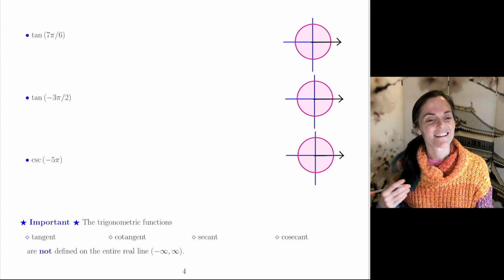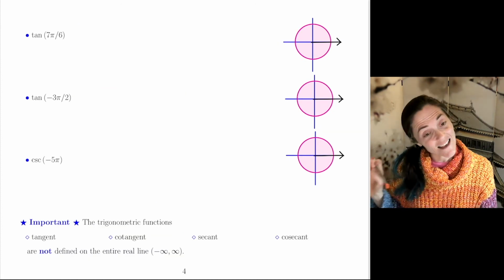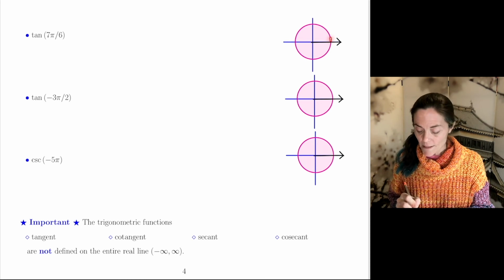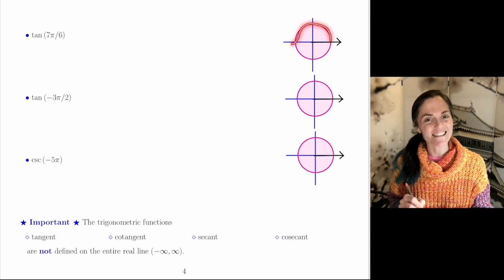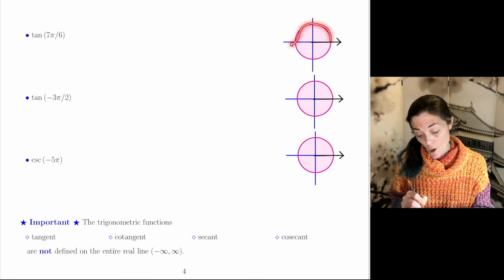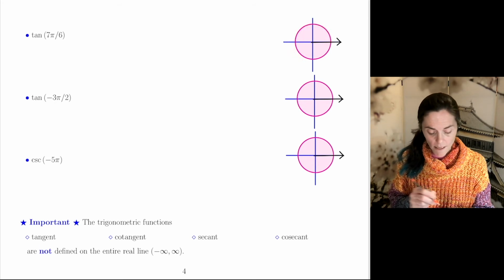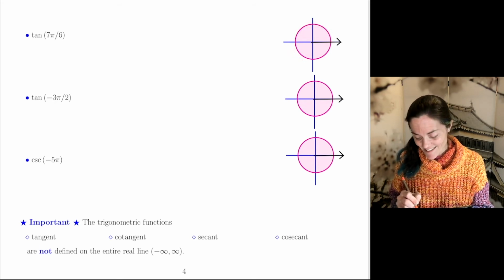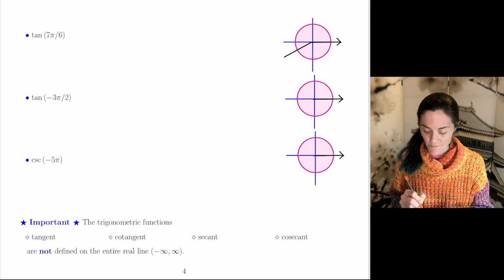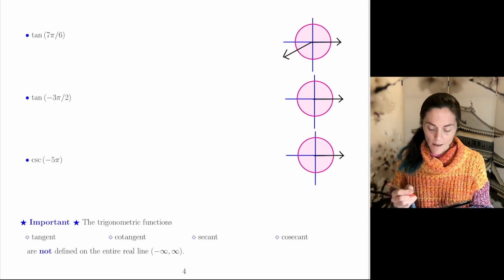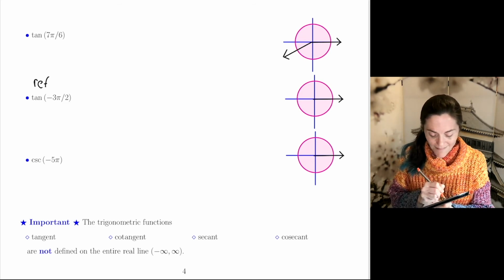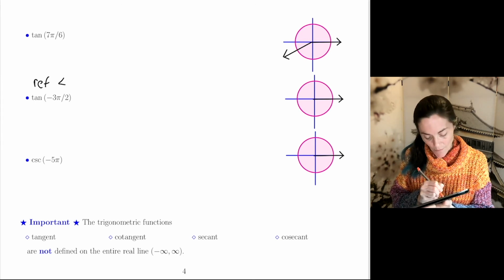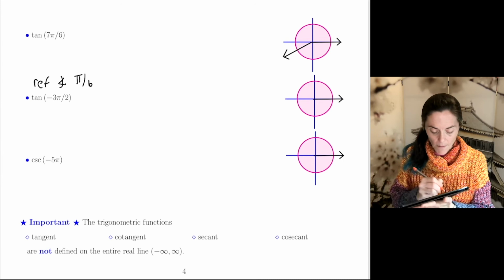Wonderful. Next angle, 7 pi over 6. Well, here is 6 pi over 6, which is pi. Now we go one more, pi over 6. So it's going to look something like this. Okay. I will start, as we were doing in the last video, I will add my reference angle. It's pi over 6.